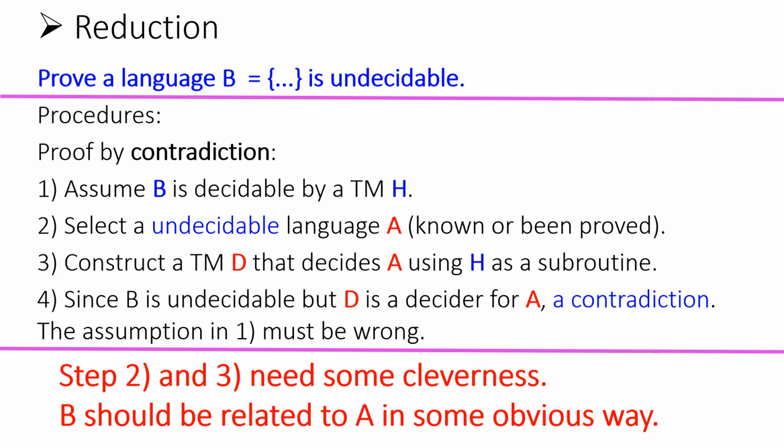The purpose is that we want to reach a contradiction. Here A is undecidable, we know that. Later, we show that with the assumption in step 1, A is decidable by some machine. Thus, a contradiction is formed. That's what step 3 does. We creatively construct a Turing machine D that decides A using H as a subroutine. Steps 2 and 3 need some cleverness. B should be related to A in some obvious way for your convenience in the proof.